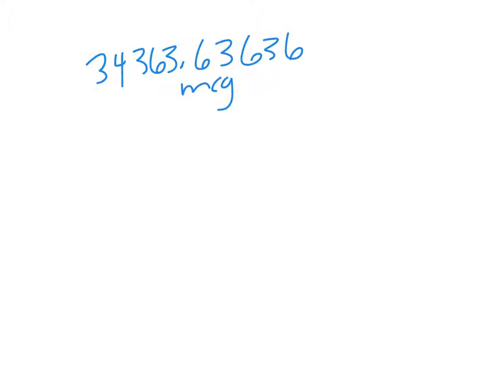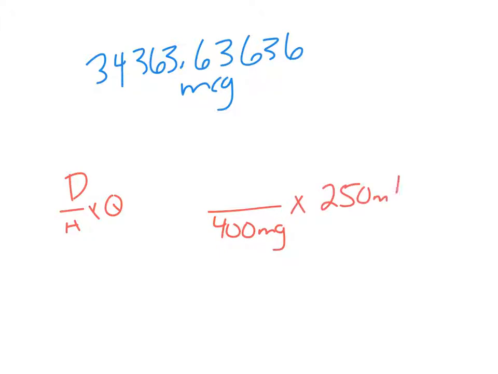So here's what this says now. We need 34,363.363636, and again, that's micrograms. If I were to plug that into a dosage calculation, the problem is what we were told about how the drug is supplied: a 250 milliliter bag of normal saline contains 400 milligrams. So when we plug this into D over H times Q, our H is 400 milligrams and our Q is per every 250 milliliters.